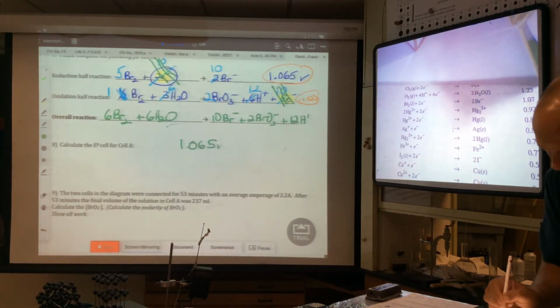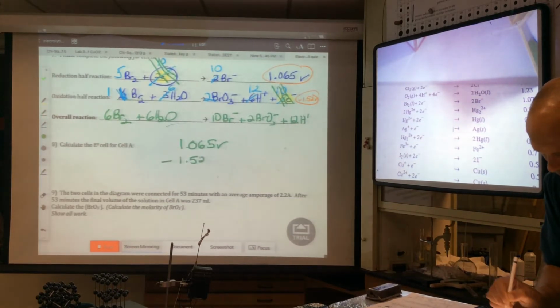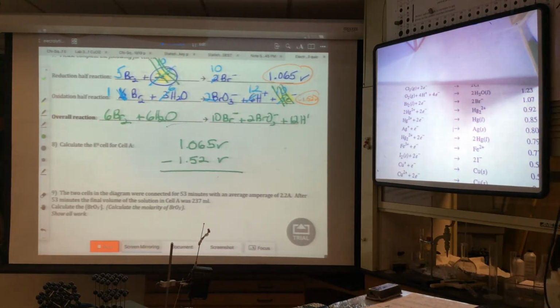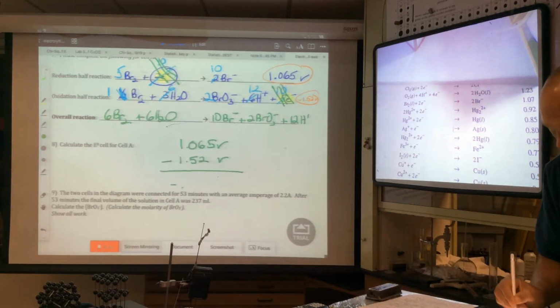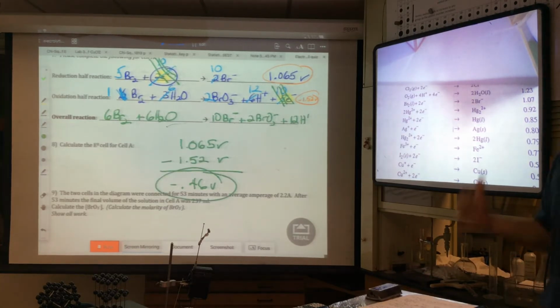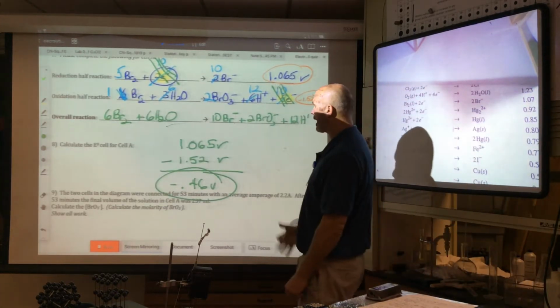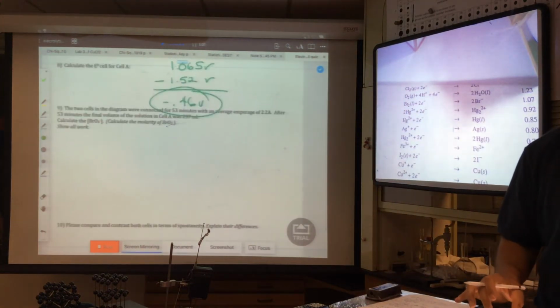1.065 volts plus a negative 1.52 volts. And notice we're going to get an overall negative value, negative 0.46 volts, which makes sense because it's a non-spontaneous cell. It needs energy to work. The battery gives it. Okay, number 9.